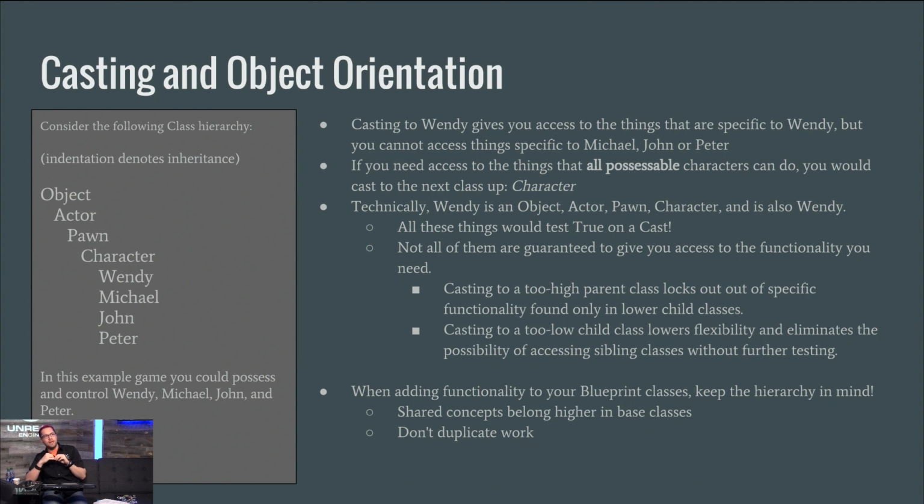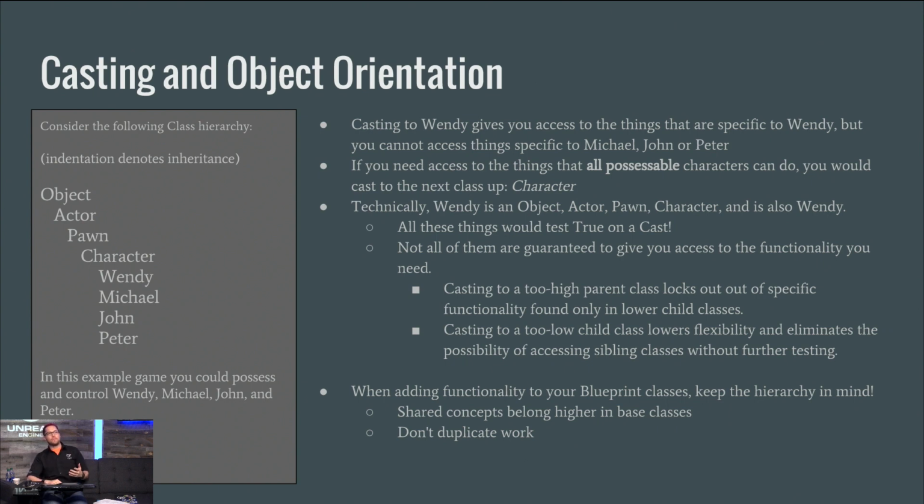So, on the left-hand side, consider the following class hierarchy. Now, I've indented the names wherever it denotes inheritance, right? And you might have seen a hierarchy like this before, even inside the engine. You have object, and actor, and pawn, and character. And then underneath that, we have 4 different playable characters that you could maybe possess and drive around your level. We have Wendy, Michael, John, and Peter, okay?